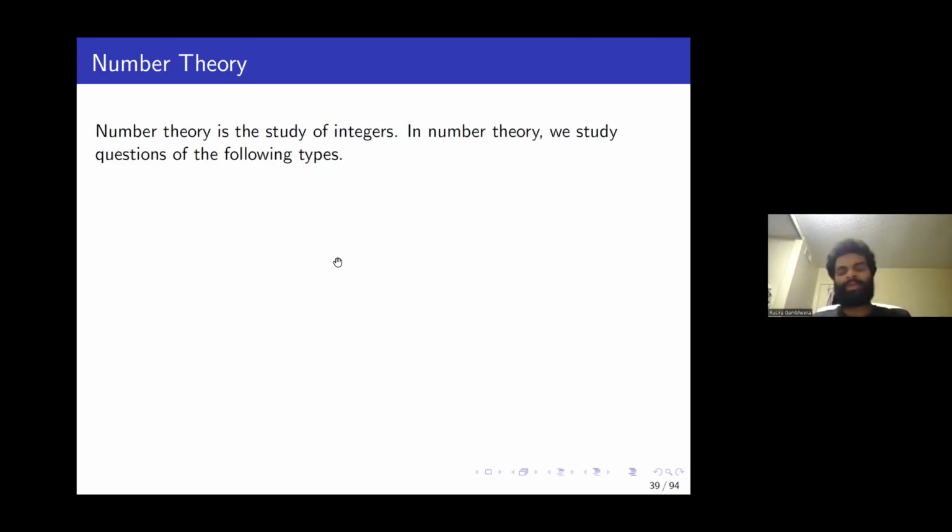So what are these problems we are talking about? I'll list some of them. Are there infinitely many primes? This we know. The answer is yes. This has been proved by Euclid, I think 2300 years ago.